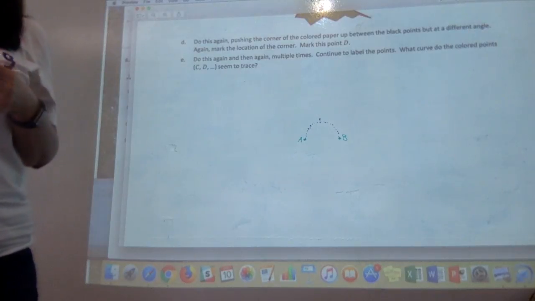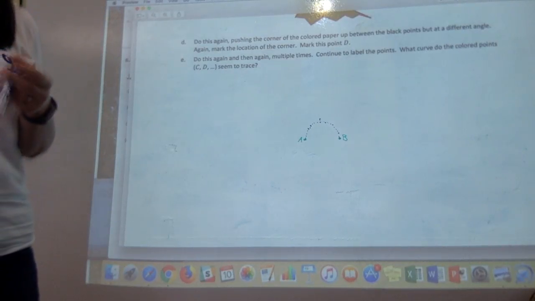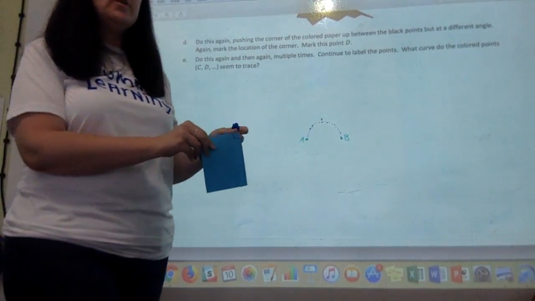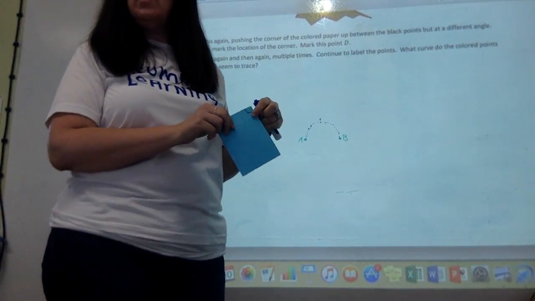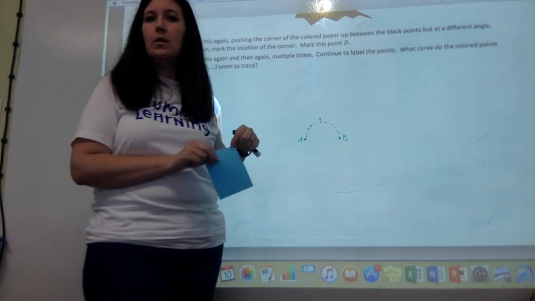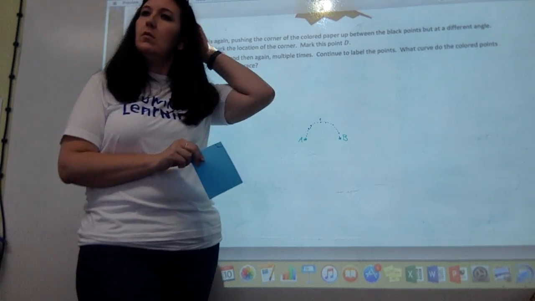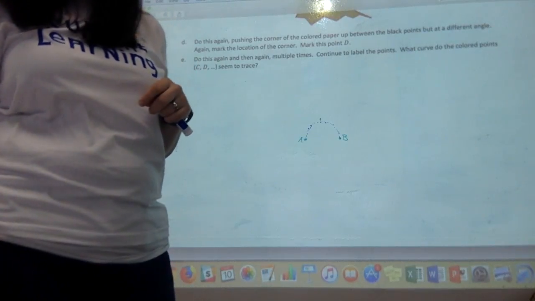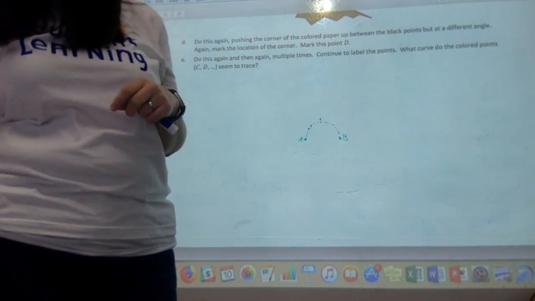Would that have worked if it wasn't a right angle? Because we talked about that our paper, we wanted this corner of our paper to be a right angle, right? Would that have worked if it wasn't a right angle? No. Why is that though? Okay, so let's talk about that.